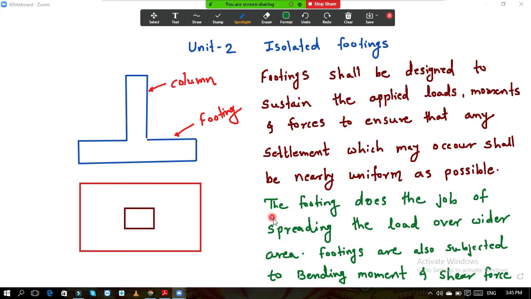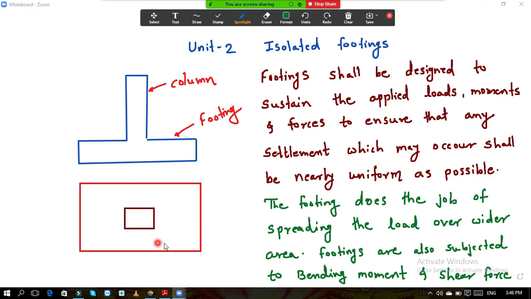Then the footing does the job of spreading the load over a wider area. As you know, this is the dimension of the footing, if you see this rectangle, and this is the dimension of the column. Now suppose a load of 2000 kilonewton is coming on the column. The area of the column is very small, but once that column is connected to the footing, you can see that the area is much wider. So whatever load comes from the column, suppose I have taken 2000 kilonewton, it is spread over the larger area.